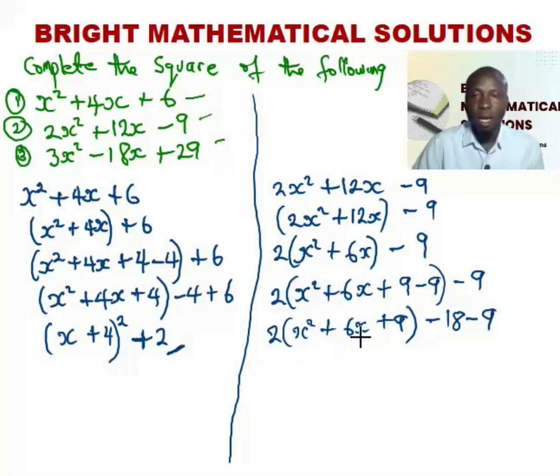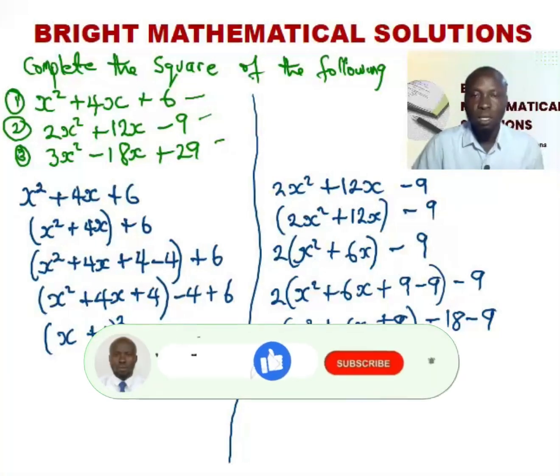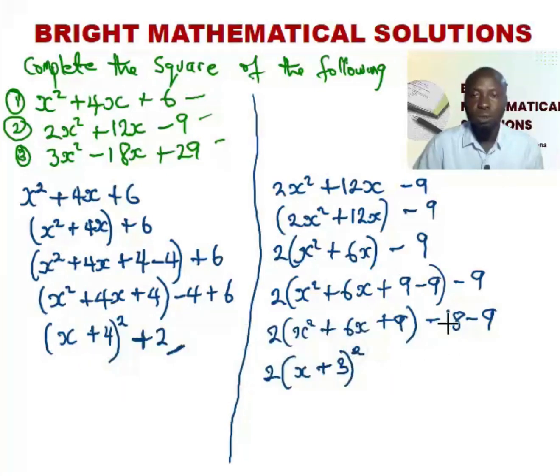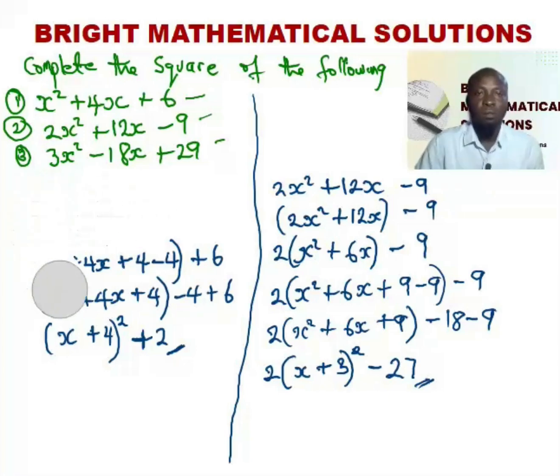So from here, this is now an expression of a perfect square. So we can now say 2 into bracket x plus 3 raised to power 2, minus 18 minus 9, and that is minus 27, and that is the answer to this particular expression. Now let's look at the third one so that we can deal with this negative sign. Let me rub this off.